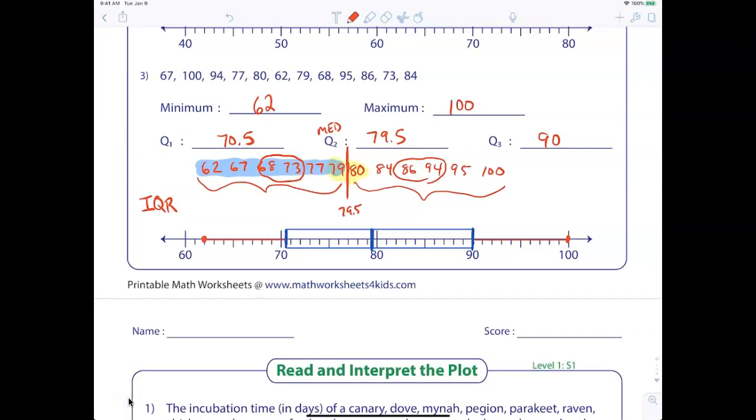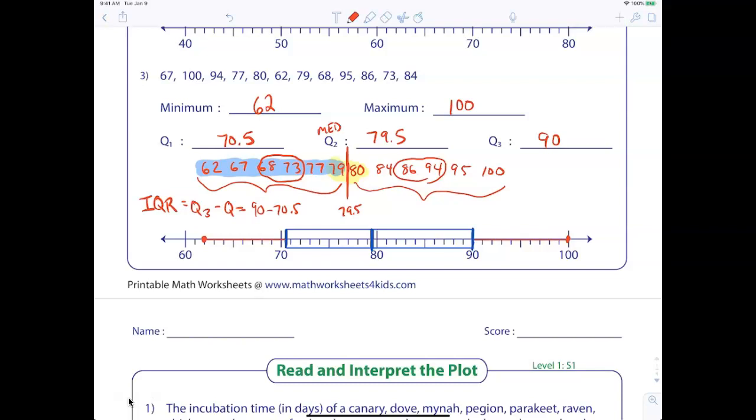What does IQR mean? The inner quartile range. So that's going to be, again, Q3 minus Q1. So that would be 90 minus 70.5, which is 19.5. The inner quartile range is 19.5. All right. Now again, I'm hoping you're going, wow, that's kind of easy. It sounds complicated, but it's not. Super easy.